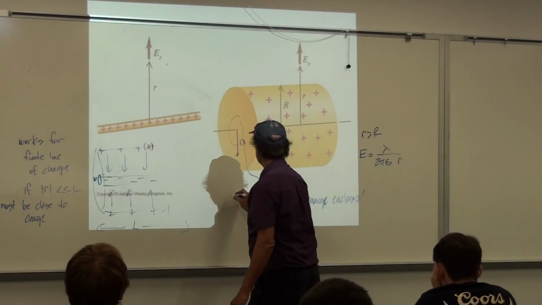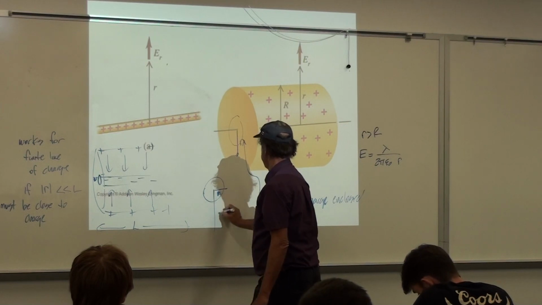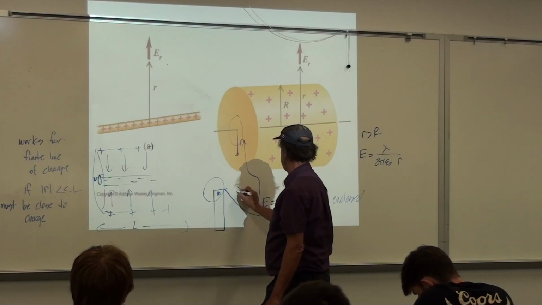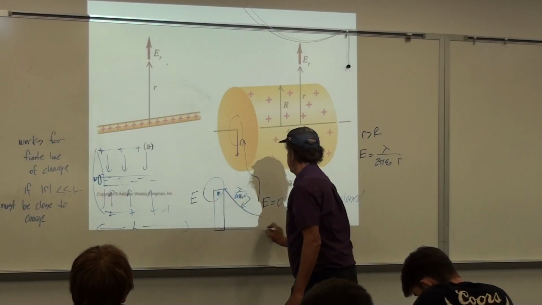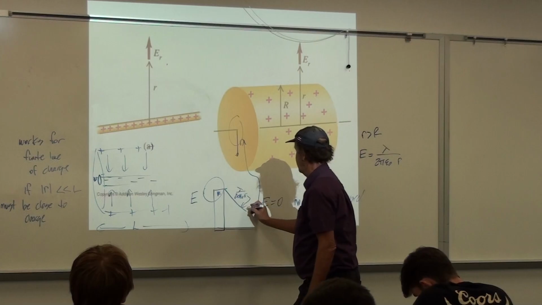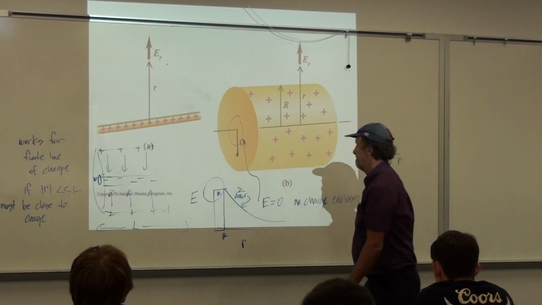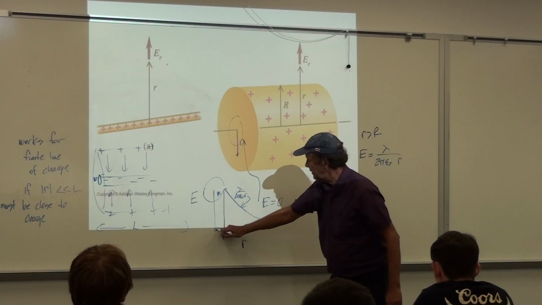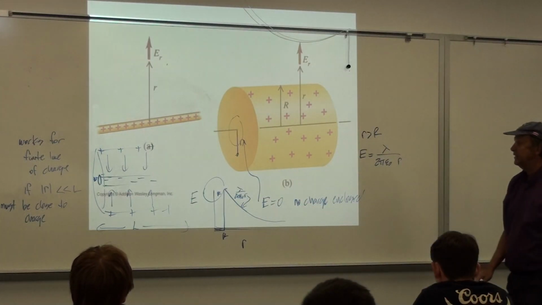So the electric field for this, up to big R, is going to be 0, and then it's going to drop off as lambda over 2 pi epsilon naught R. So it'll drop off as 1 over R for the electric field versus R. Instead of 1 over R squared, it'll drop off as 1 over R. But it'll be 0 in here. Electric field will be 0 up until R, and then it'll drop off as lambda over 2 pi epsilon naught R outside.